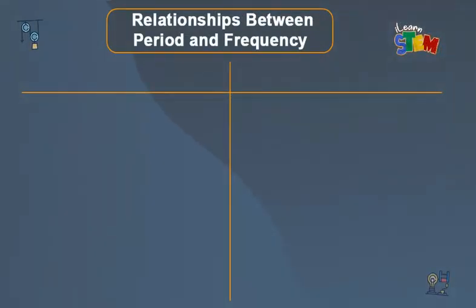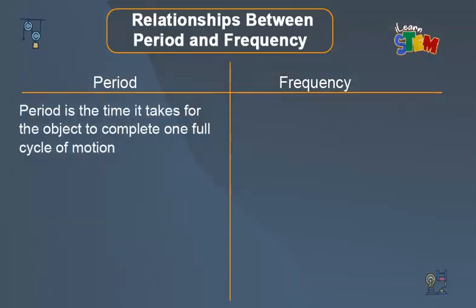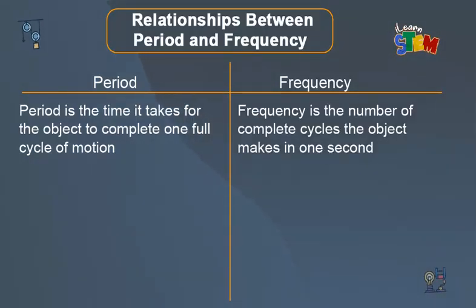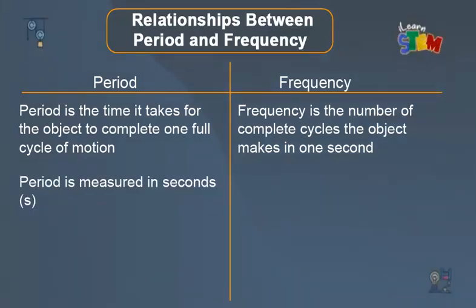Now let's see the relationships between period and frequency. Period is the time it takes for the object to complete one full cycle of motion, back and forth. And frequency is the number of complete cycles the object makes in 1 second. Period is measured in seconds. Frequency is measured in hertz, where 1 hertz equals 1 cycle per second.